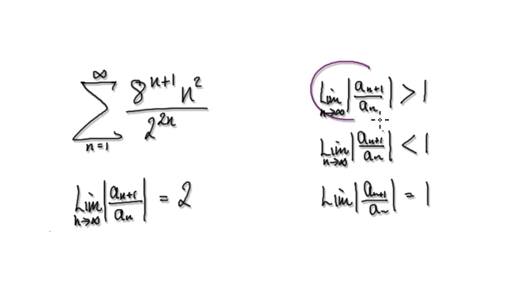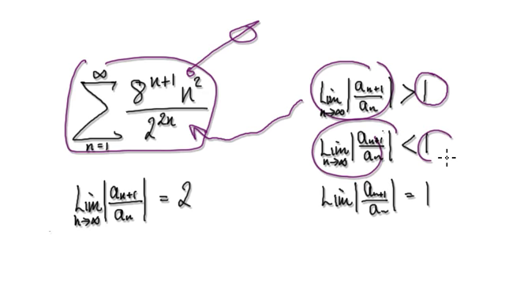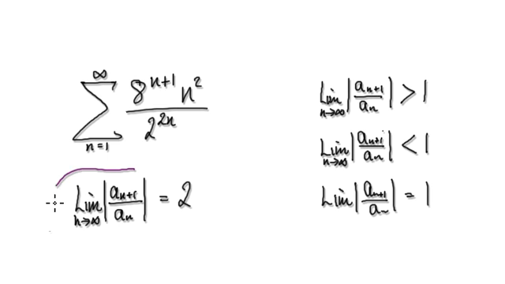Remember, when this value here is greater than 1, then the original thing that you're trying to investigate will diverge. When this thing here is less than 1, it will converge. And when it's 1, then it's indeterminate. Remember this? We've done this many times. So when we computed this, it equals 2.